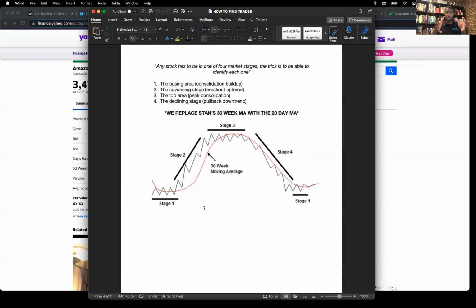You need to be able to locate this sequence on every single chart that you're trying to trade. If you pull up a stock and look at the chart and you can't see this movement, stage 1, stage 2, stage 3, stage 4, then you probably shouldn't trade that particular stock at all. You need to see this sequence to make it easy for you to swing trade successfully. In the book, he used the 30-week moving average. With us, we're going to use the 20-day moving average, and sometimes we even use the 50-day moving average, all right?